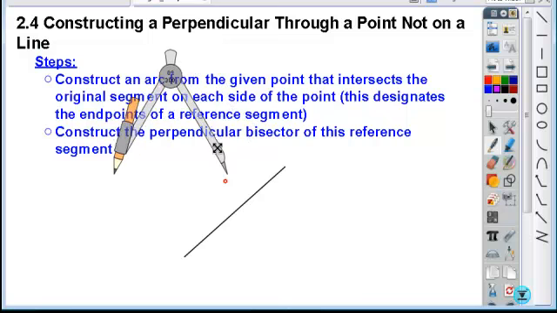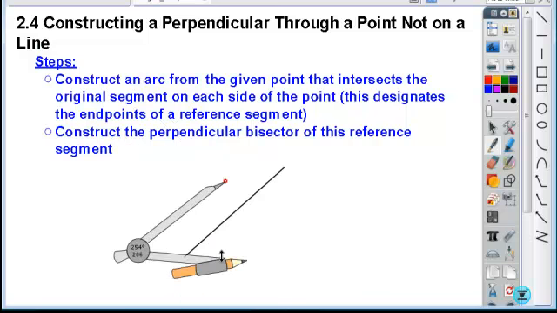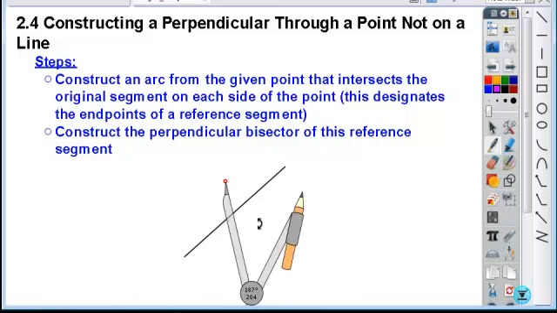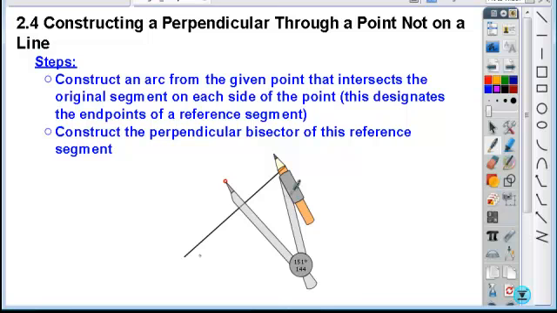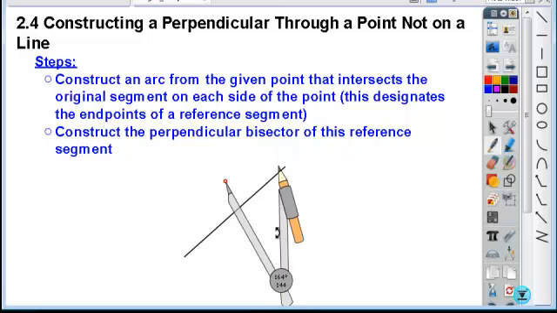Okay, so those steps are: place the compass tip on your original point, construct an arc that passes through both sides of your segment, or in two places, one on each side of your given point. So I'm going to adjust my compass so that it'll intersect my segment on each side. Now, if it doesn't, you may need to extend your segment, which is fine. You can do that.